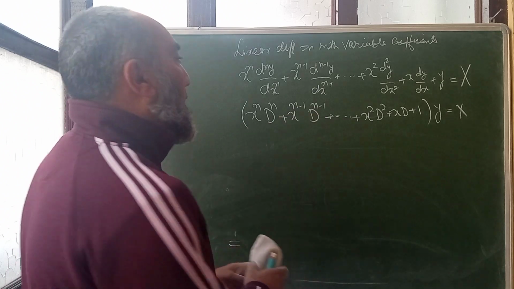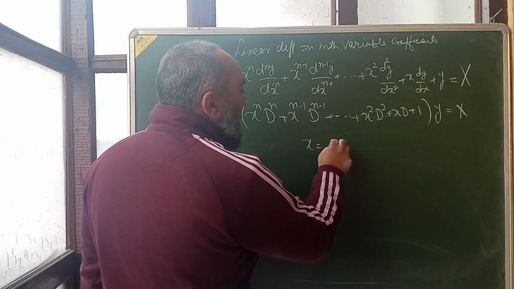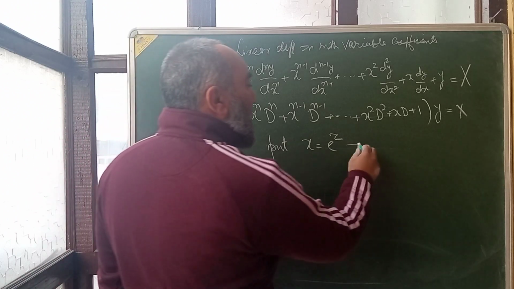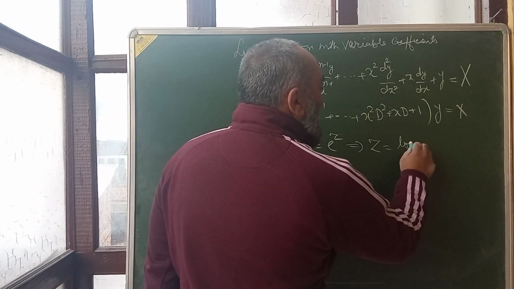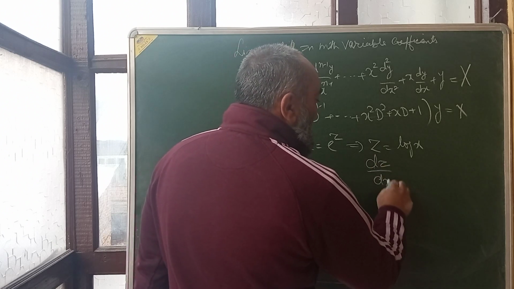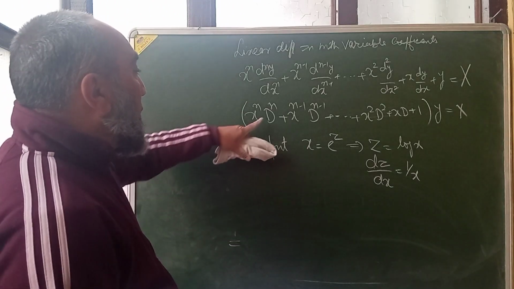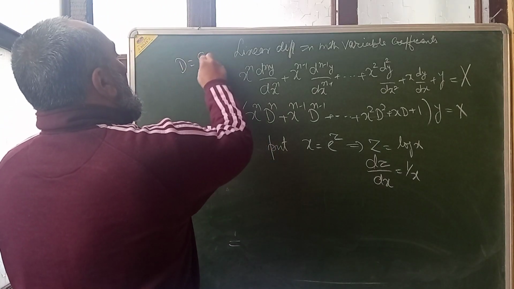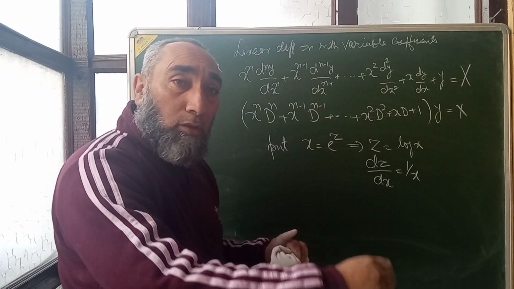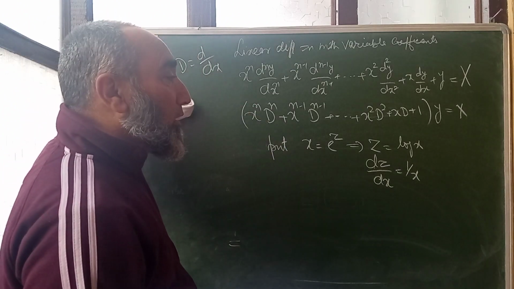Now, how to do that? What is done is that we put x equal to e to the power z. This gives us z equal to log of x, so that dz by dx is 1 by x. Fine. Now, first of all, what is this d? This d is d by dx. You know, this was in the linear differential equation with constant coefficients also, and in the variable coefficient one, this is d by dx. Because d is d by dx.